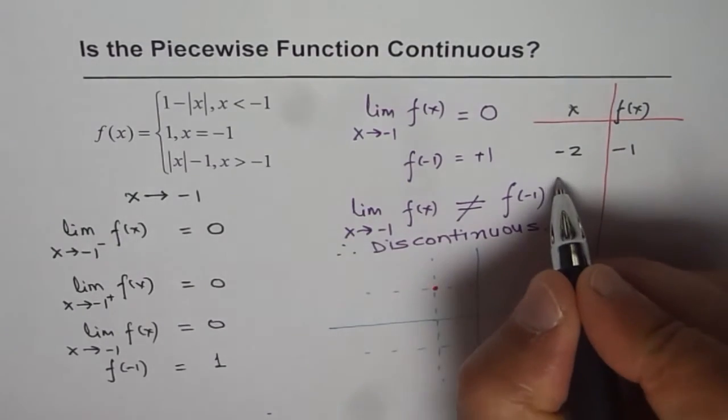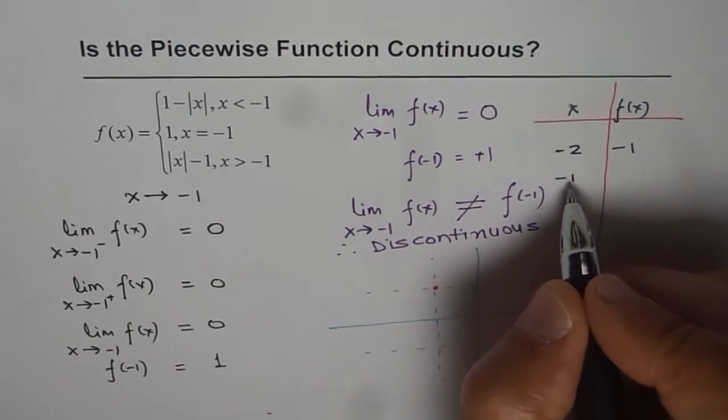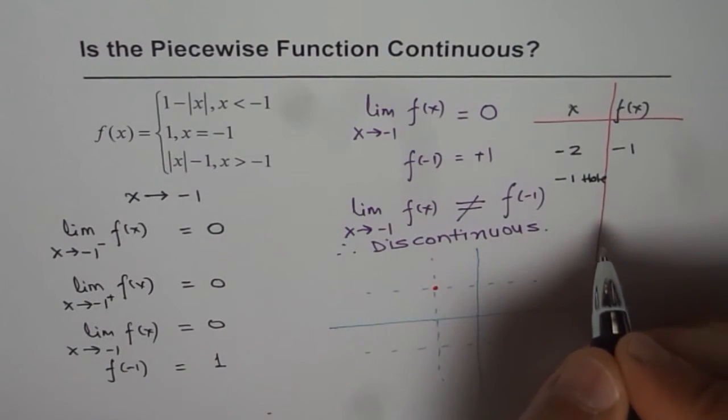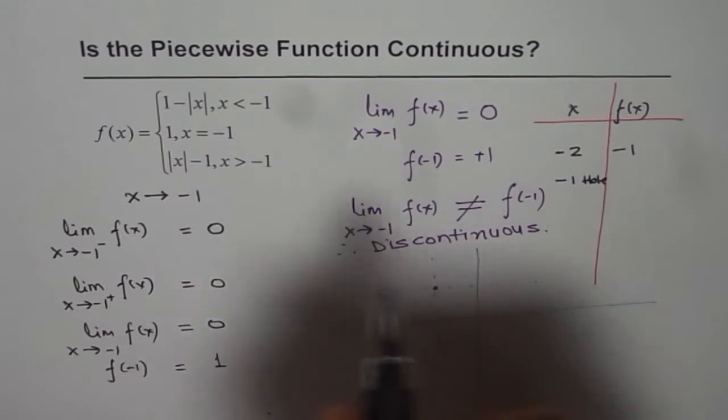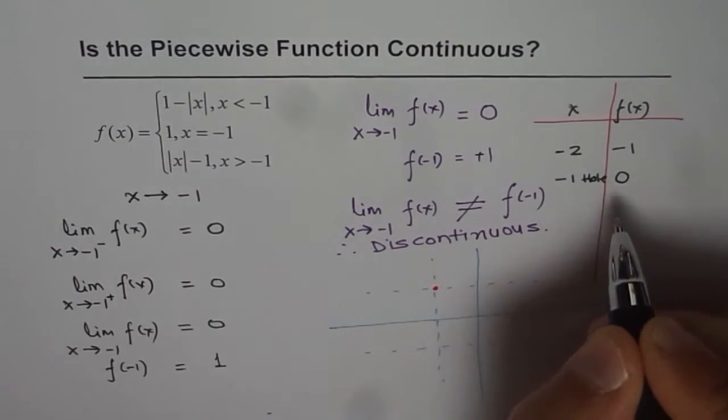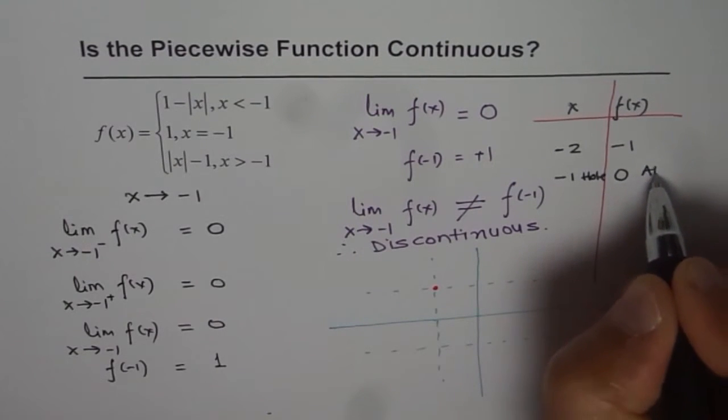If I take the value as -1, I know that point is a hole, so we'll say a hole here, not a fixed value, but we need a reference. So 1 minus 1 is 0. We know the limit is 0, so it is approaching 0, right? It is approaching, it is never there, right?